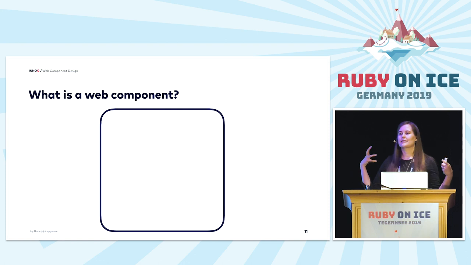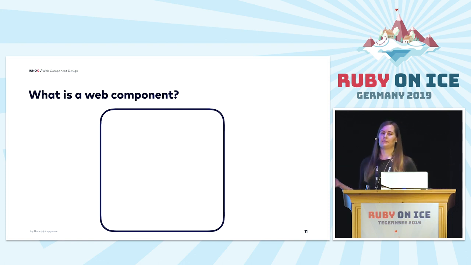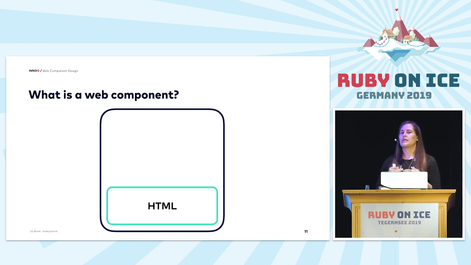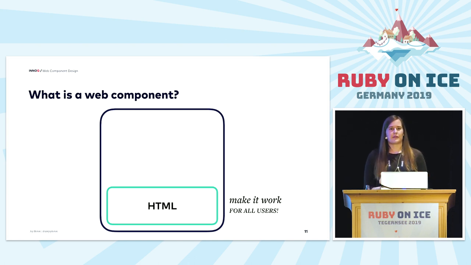I'm binding my experience and my design process for developing web components onto this example, to help visualize the intricacies of what I'm talking about. And the first question that you probably have is, what is a web component? Well, the basis and the foundation of every web component is the HTML markup that I'm writing. My key word when I'm talking about developing HTML is that I want to make it work. And I also wanted to make it work for all users, so not only people who are using a mouse on my web browser, but also those who are using a screen reader or are using their keyboard.